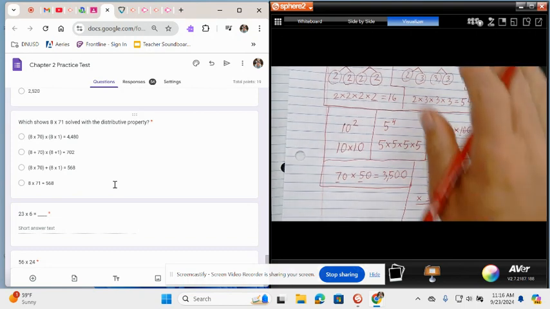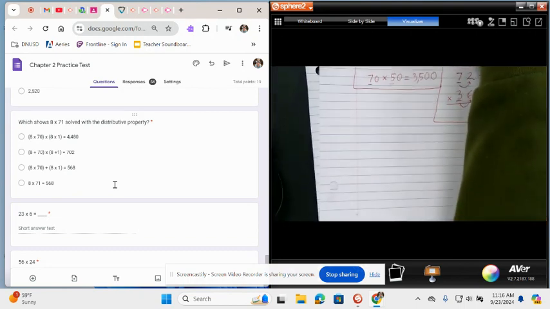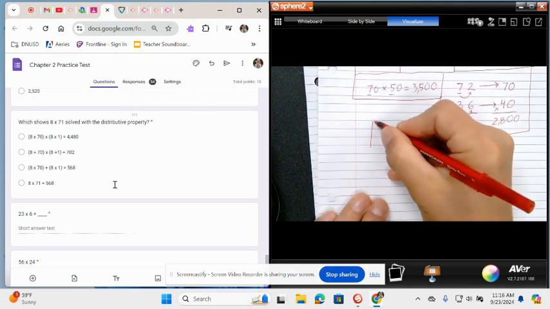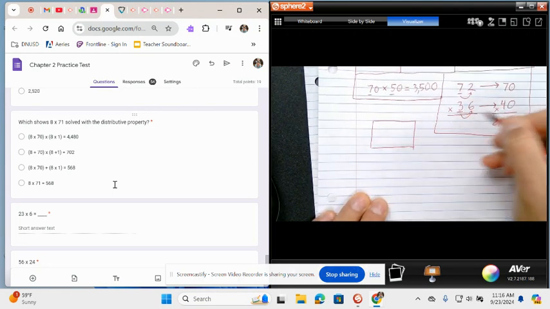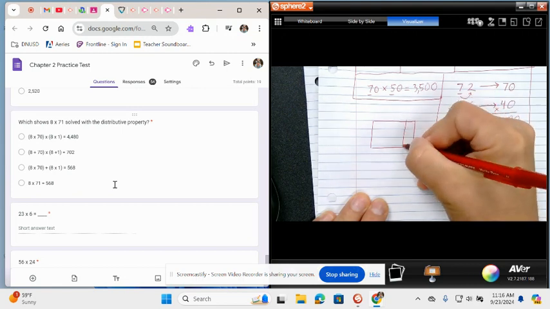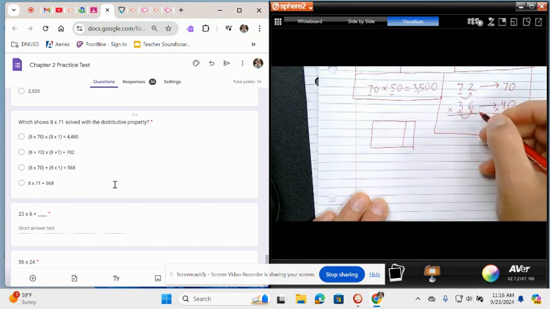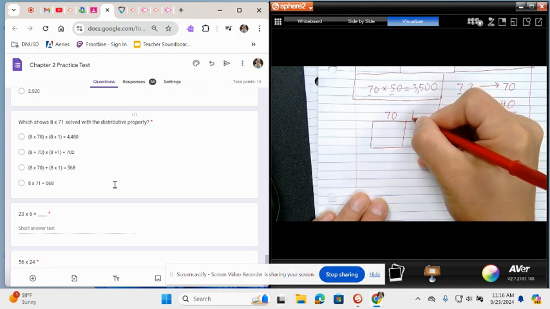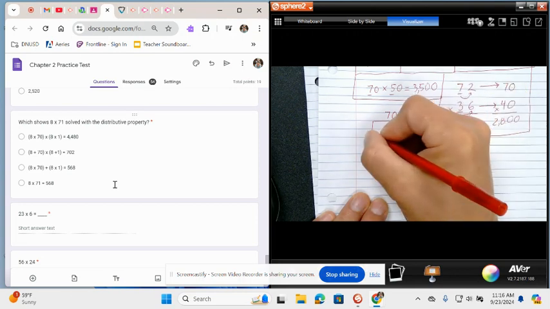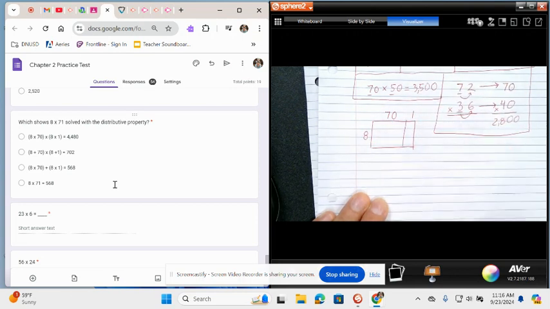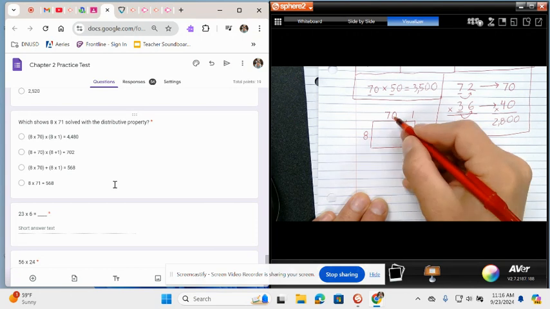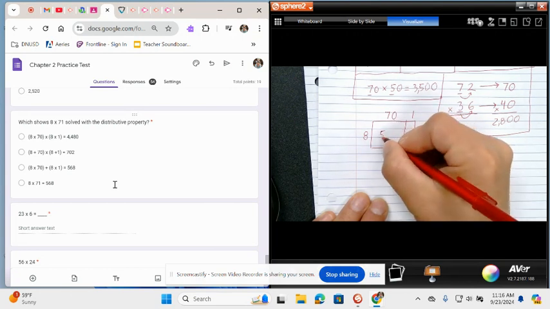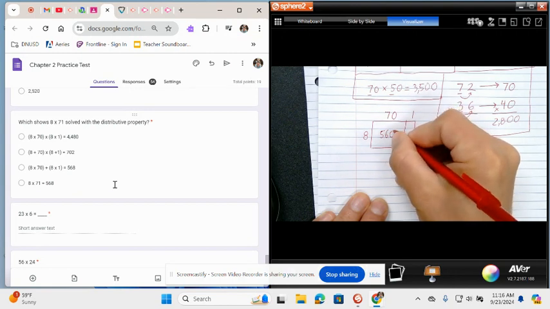Okay, which shows 8 times 71 solved with the distributive property? Remember that a great way to show the distributive property is with an area model. So let's make our rectangle here, and then we're going to separate it into 2 parts, a little part and a big part. The big part represents 70, the little part represents 1, and then the 8 goes right here. Now we do the answer to 8 times 70 in this big box. 8 times 7 is 56, and then we add the 0.